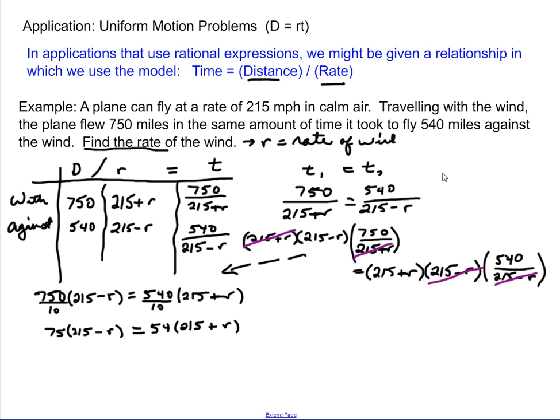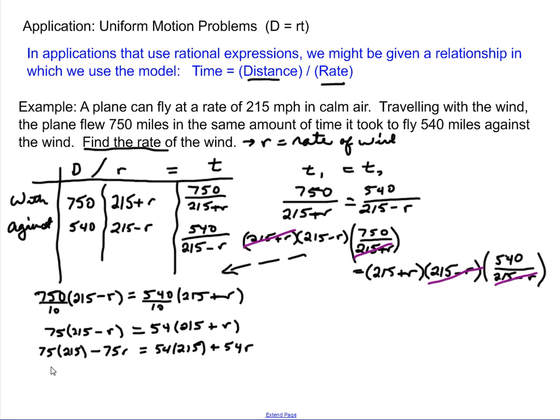What would we get? Well, I'll tell you another time saver right here. I would distribute 75 to both numbers, but I'm not actually going to multiply 215 times 75. Why waste the time? We can actually end up reducing this a little bit, and I'll show you how in just a minute. So we're going to take 75 times r here when we distribute. Similarly on the right, 54 times 215, whatever that is, plus 54 times r. All right.